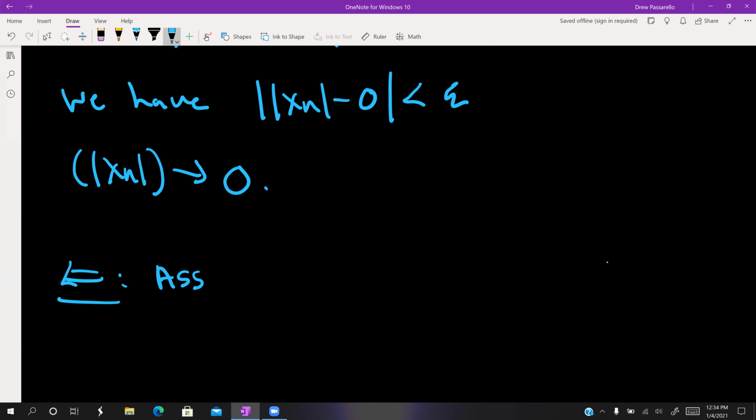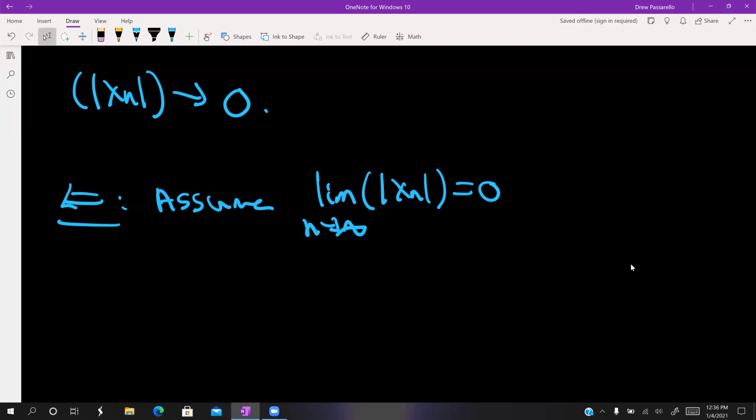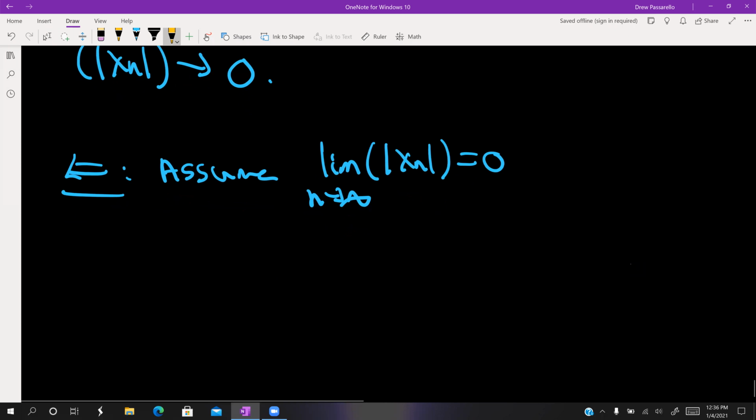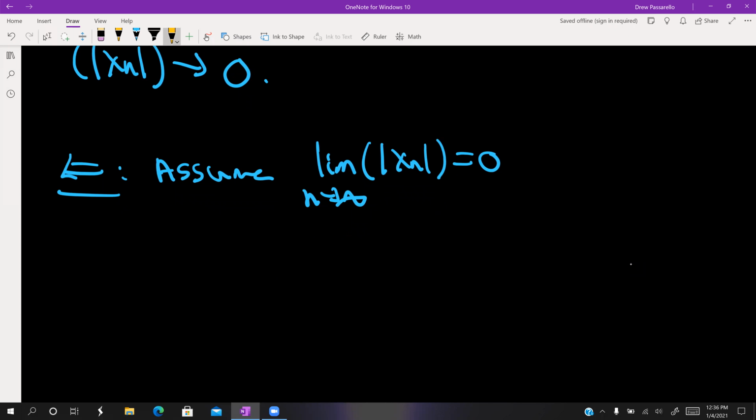So now we're going to assume that the limit of the absolute value of xn is 0, and we need to show that the limit of just the sequence xn is 0. Before I do the proof, there is a theorem I'm going to use. I've used this in the lecture series videos, and I called it some useful theorem, if you've watched the playlist.